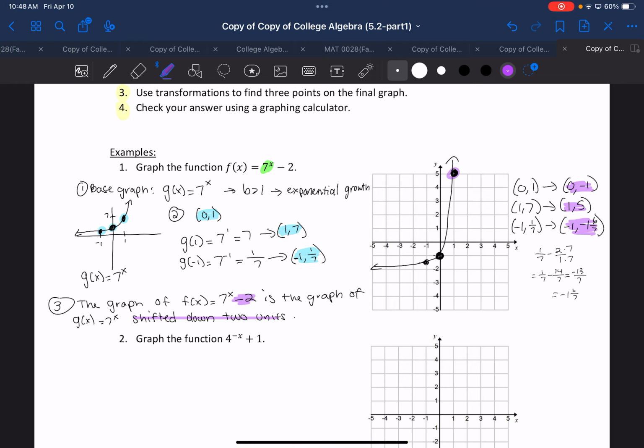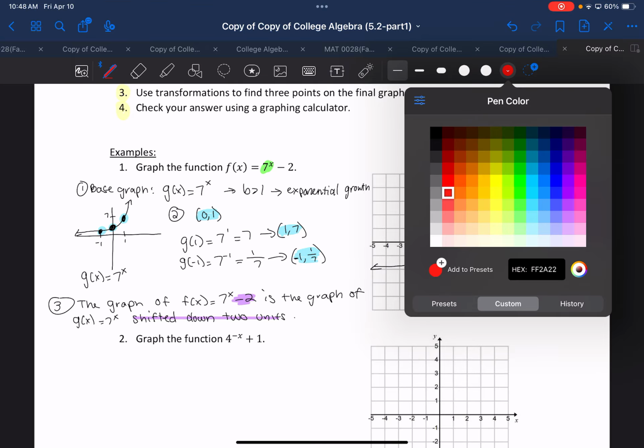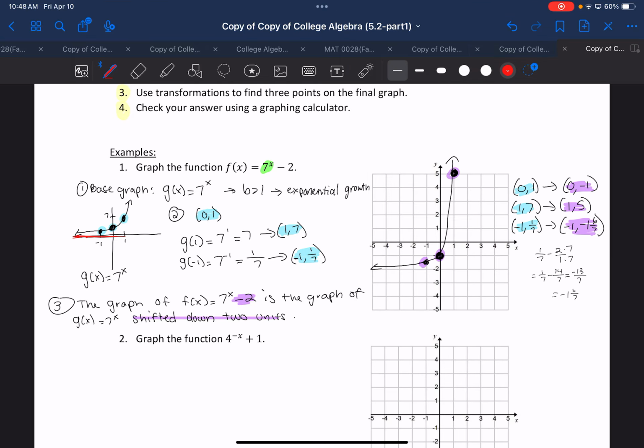Okay, and the horizontal asymptote on the base graph was y equals 0, because that's where it always starts. So where's my horizontal asymptote now? -2. -2, perfect, because I shifted it down 2 units.